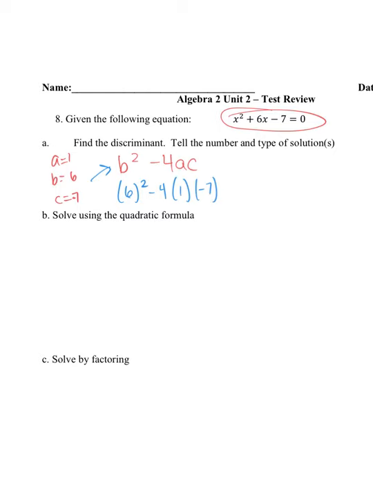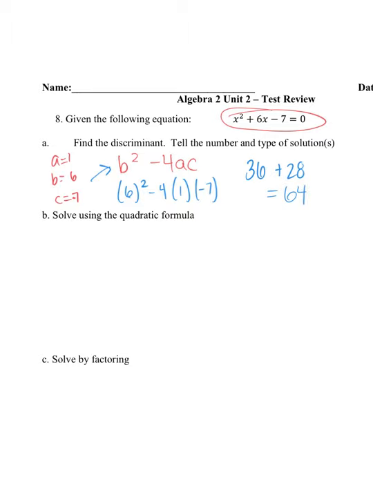Now what we're going to do is multiply what's left. The first thing I need to do is 6 squared, and we all know that 6 squared is 36. Then I need to multiply negative 4 times 1 times negative 7. Negative 4 times 1 is negative 4, and then negative 4 times negative 7 gives me a positive 28. And 36 plus 28 is 64.